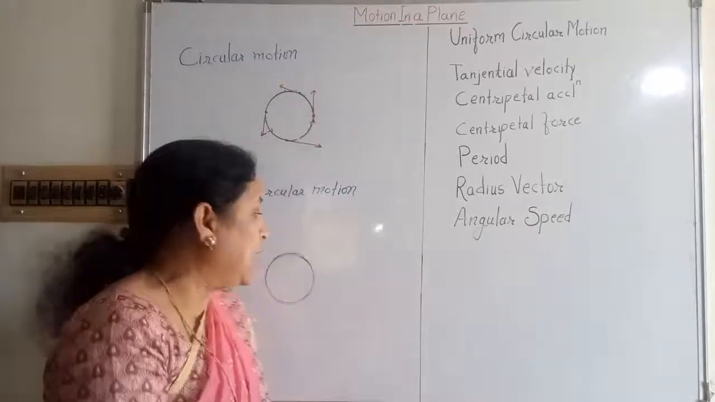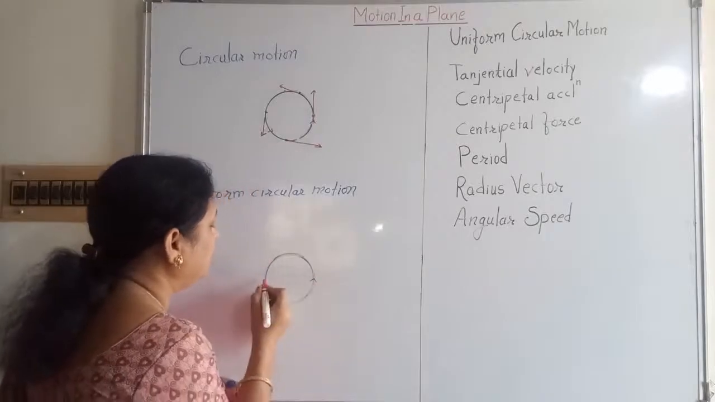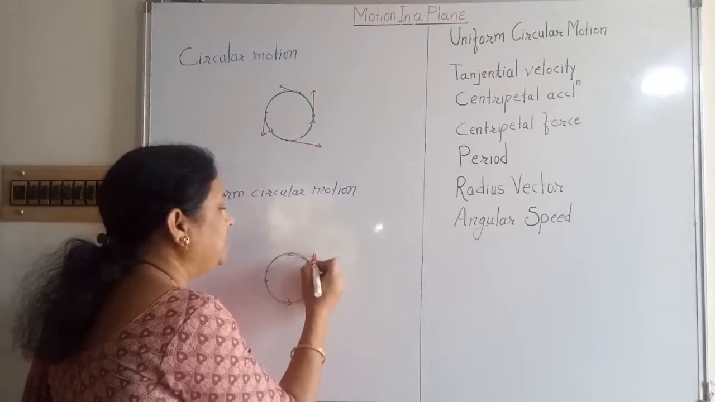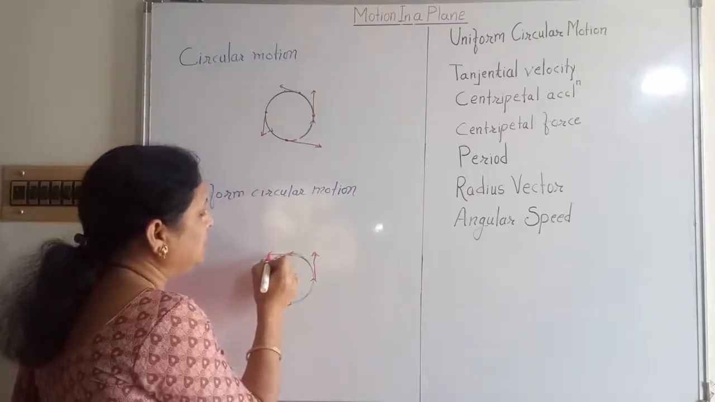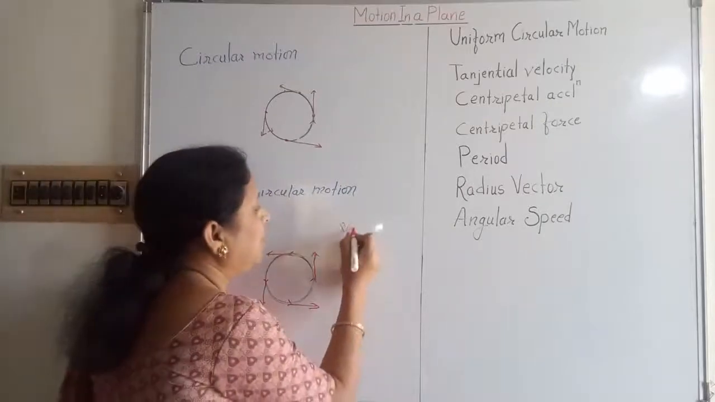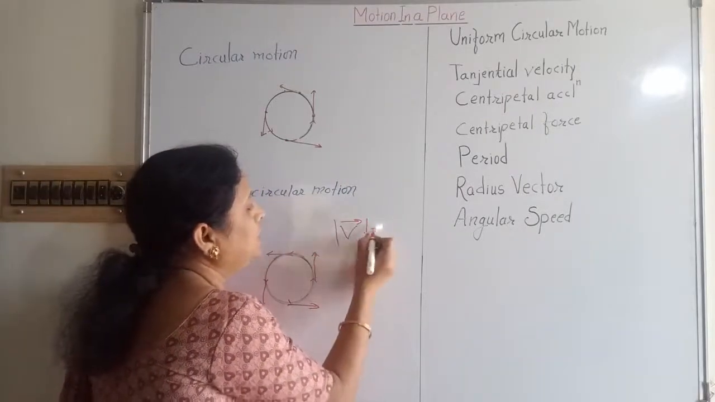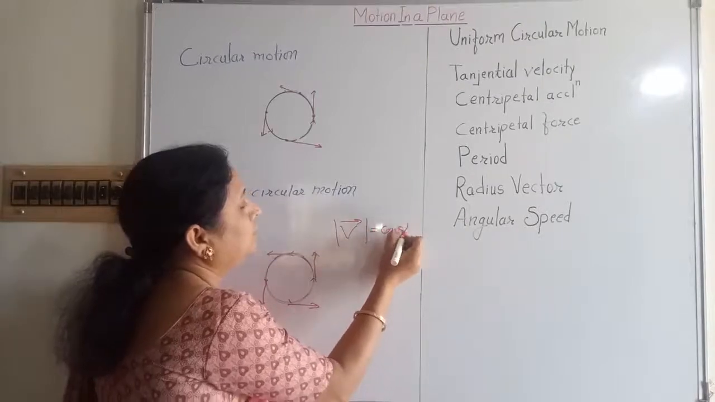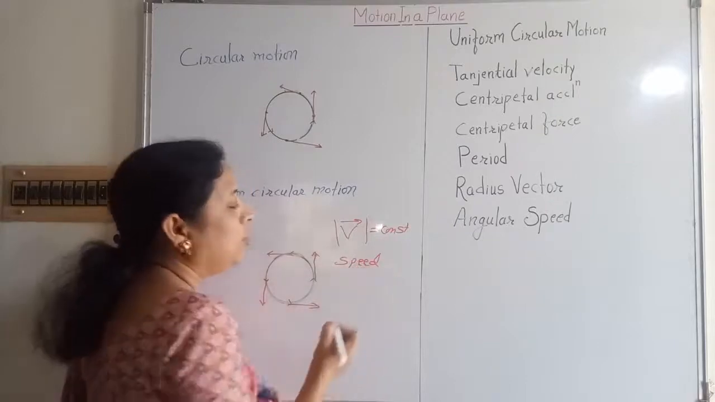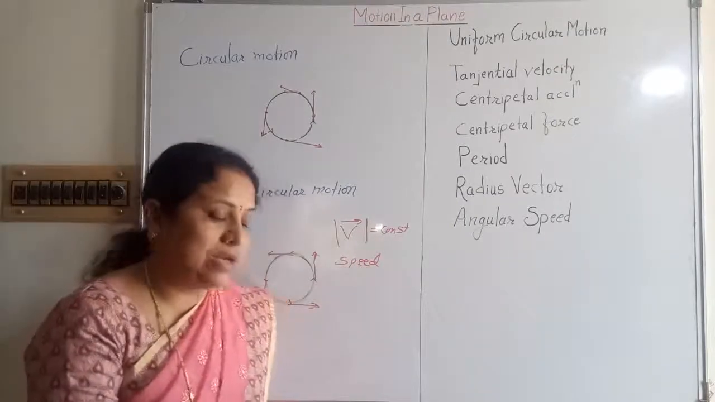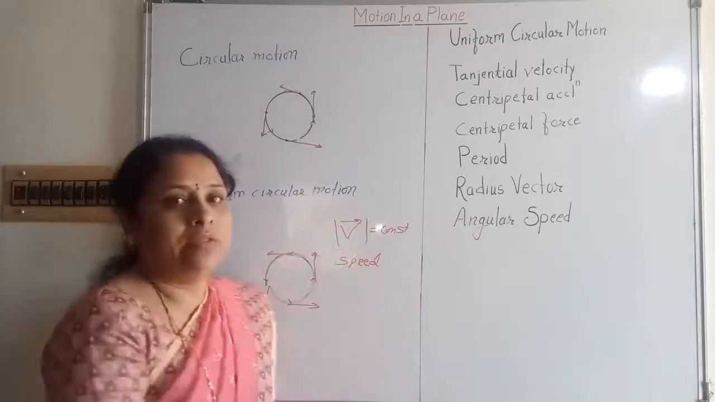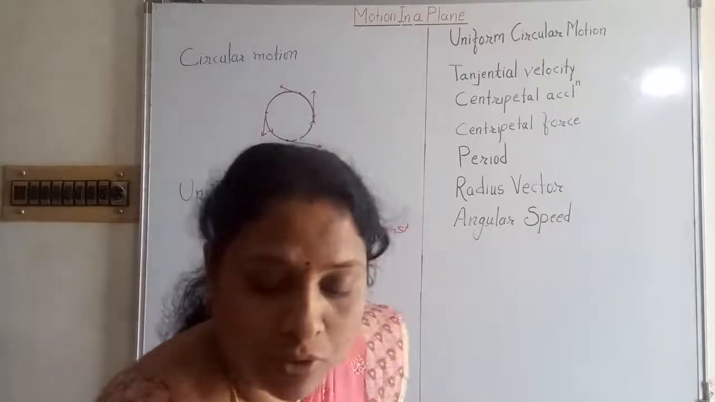Now when the object is moving along a circular path with constant linear speed, though the direction is changing, the direction is always along the tangent, but the magnitude of vector v is constant, then it is called speed. When we take only the magnitude, we call it speed. If the speed is constant and the object is moving along a circular path with constant speed, then it is called uniform circular motion.